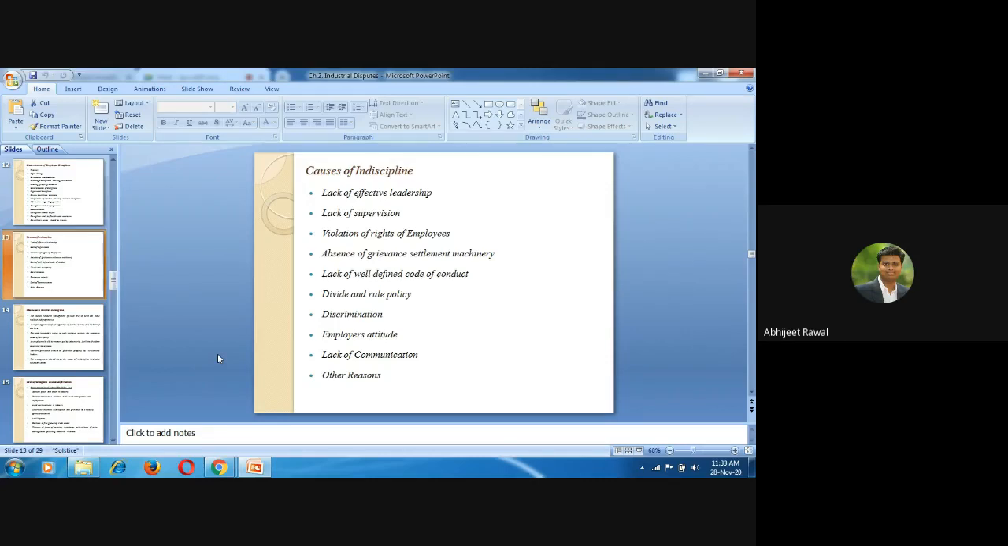Again, there are various other reasons for indiscipline. For example, external causes, psychological effects, physiological effects of an employee, delegation of authority, where the authority is given to another person, and faulty ways of handling responsibilities. So there are various other reasons for the causes of indiscipline. These are the possible reasons of indiscipline you can always see in an organization.